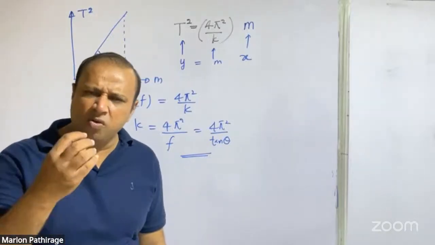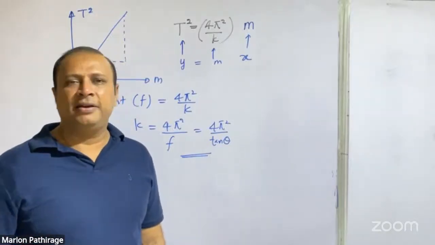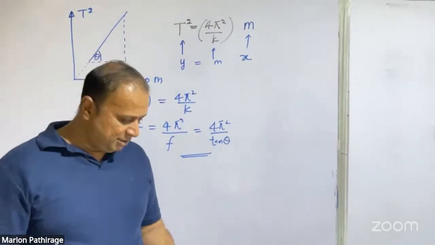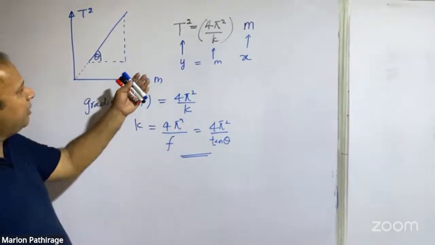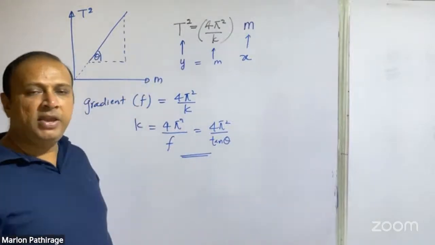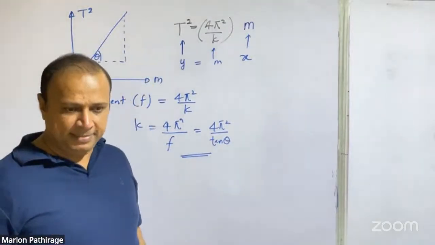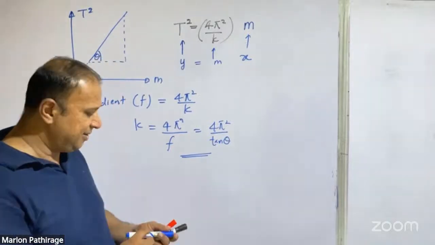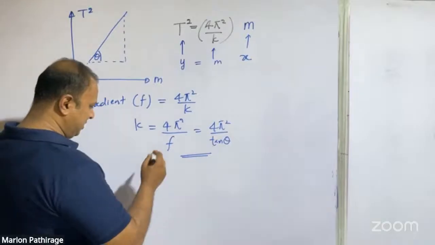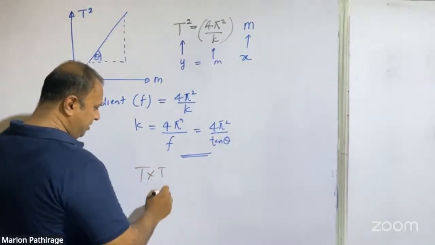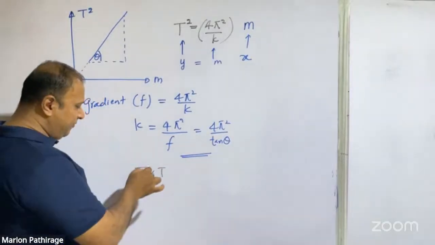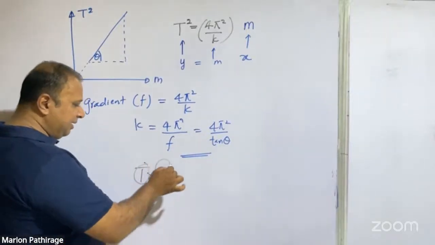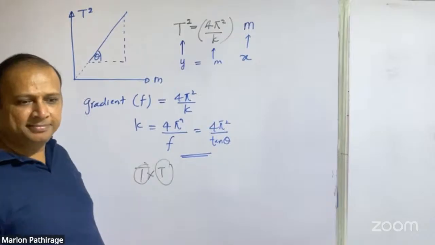That is the most considerable factor during this experiment. It is very clear we have to square the time. That means there are two T's, T into T. Therefore, if there is an error in that measurement, there is an error in this measurement also.